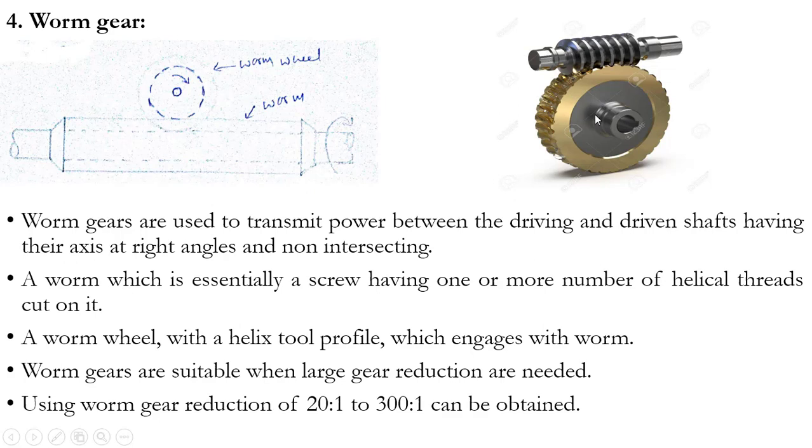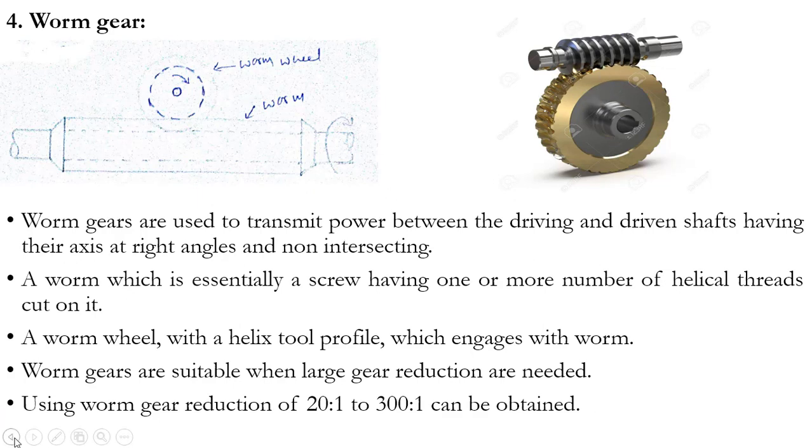This is the worm wheel, and this is the worm. The worm axis is like this, and the worm wheel axis is in this manner. They are almost at right angles to one another, but they are non-intersecting.